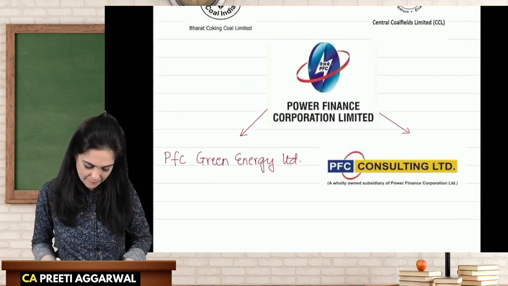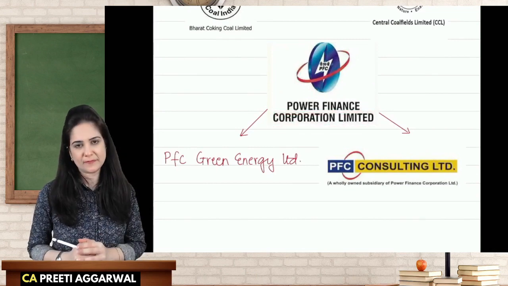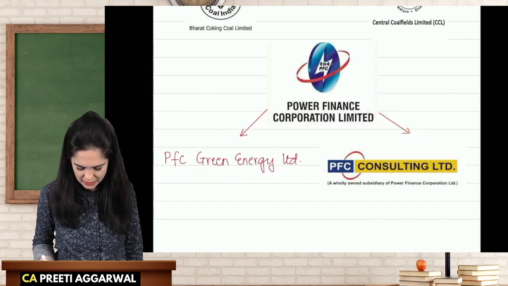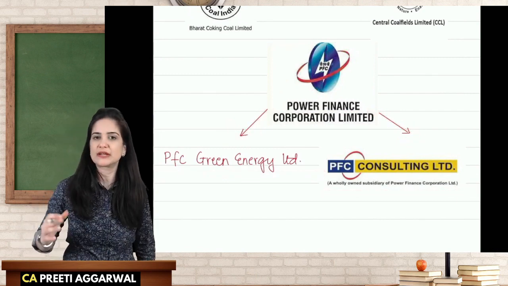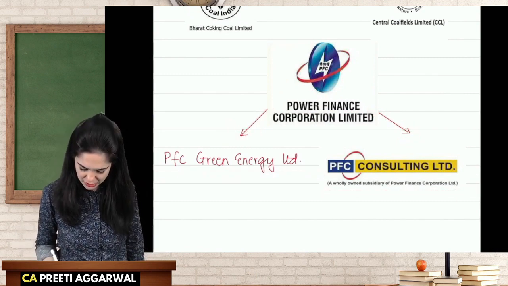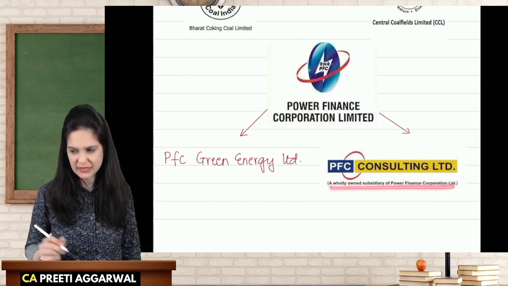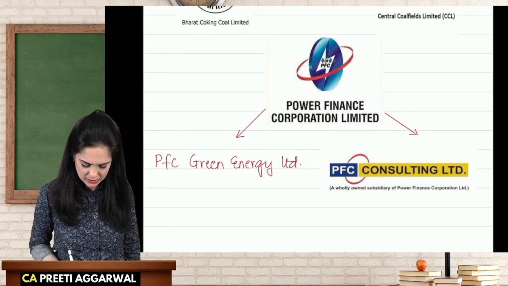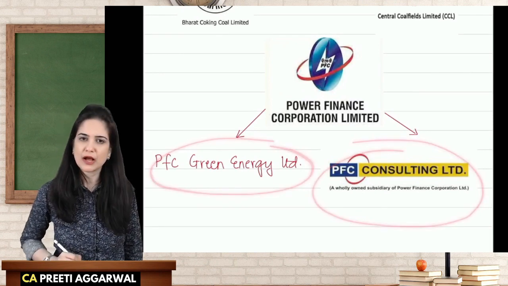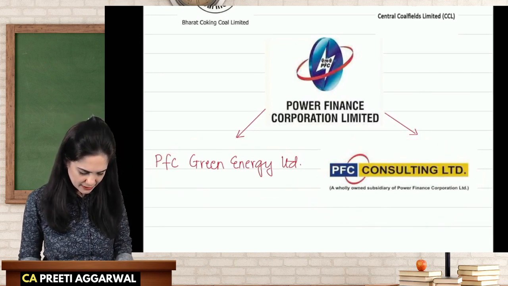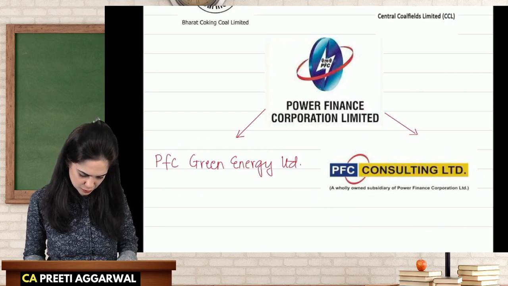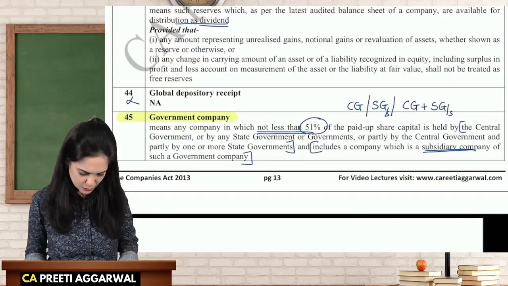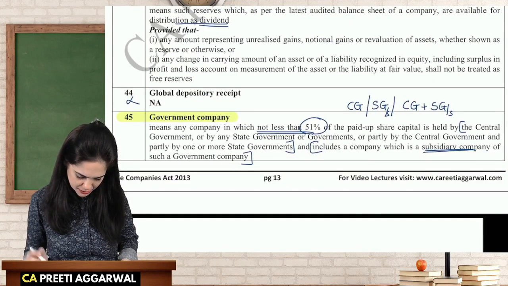We have Power Finance Corporation Limited. It has many subsidiaries, but I have chosen two: PFC Green Energy Limited and PFC Consulting Limited. See over here, it is mentioned it is a wholly owned subsidiary of Power Finance Corporation. For the purpose of this Act, this is also considered as a government company. All right. Going back to that page, we discussed what is a government company and we also made notes. Let us continue.